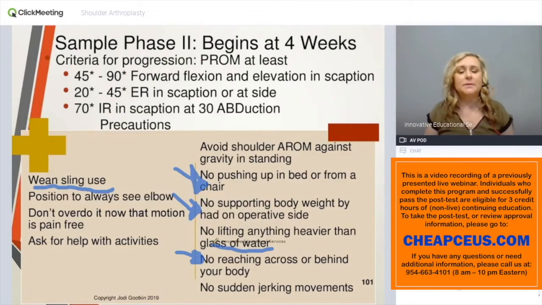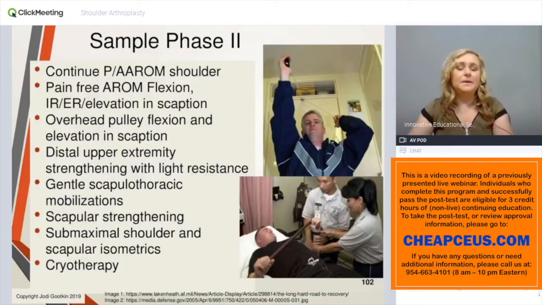In terms of lifting, some of the protocols say that what they can start to lift in low ranges is about something that's as heavy as a glass of water. So it's just a couple of ounces. Use a little cup or a lightweight cup. As we look at sample exercises that you're using in that phase 2, which is approximately starting at that 1 month out, you might be starting with active assisted shoulder range of motion, active range in pain-free scaption.